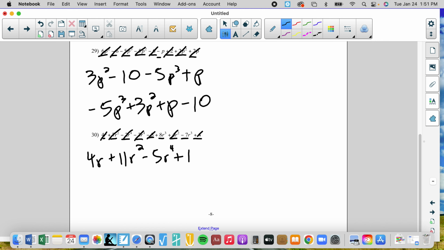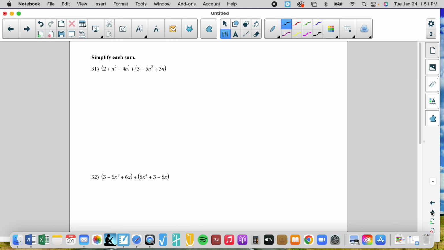And r to the third, plus r to the third. Now I'm going to write it in standard form. Negative 5r to the fourth, plus r to the third, plus 11r squared, plus 4r, plus 1. Don't be afraid to do the canceling out on that one too. You could cancel in those problems. That wouldn't be the worst.